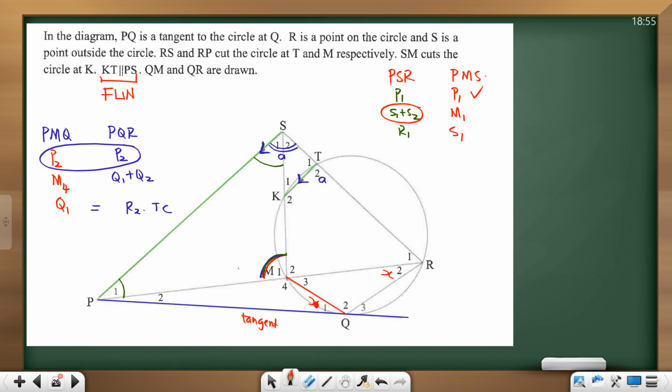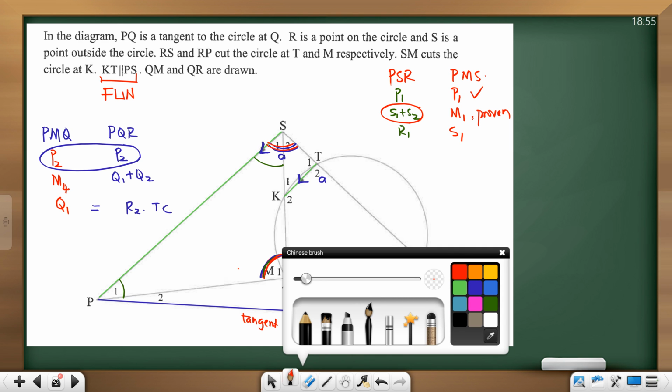Wait, S1 plus S2, didn't we prove that? We said it's A, right? What is our M1? That has been done, proven. Do we need to stress about the third one? Can I do my write-up on the side? And this one is just so good that it just automatically arranges itself. Sometimes we get lucky.